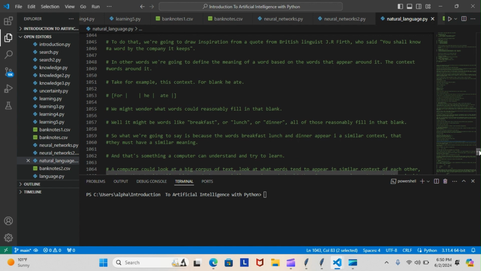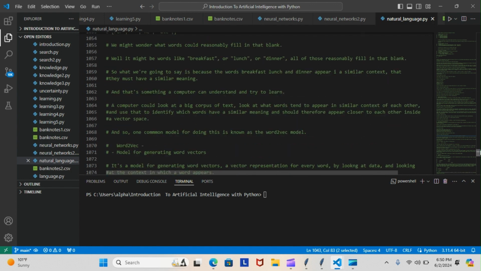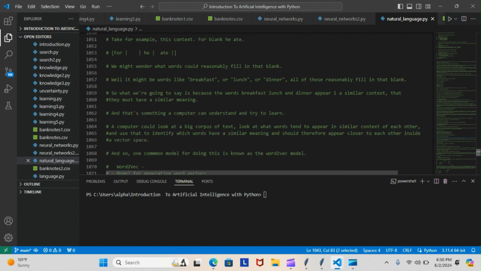Take, for example, this context: "for blank he ate." As you can see here, we have this sentence: for blank he ate. You might wonder what words could reasonably fill in that blank. Well, it might be words like breakfast or lunch or dinner. All of those reasonably fill in that blank.